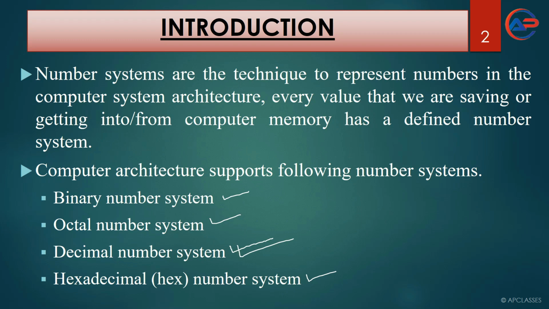The answer is that the binary number system is used by computers. Whatever we write, even if we write something in the decimal number system, the computer is going to convert it into the binary number system. If you write an alphabet, it will get converted to binary. If you write a program, it will get converted to binary form.